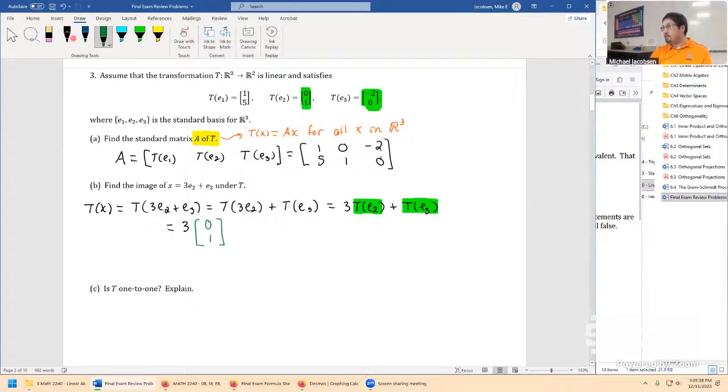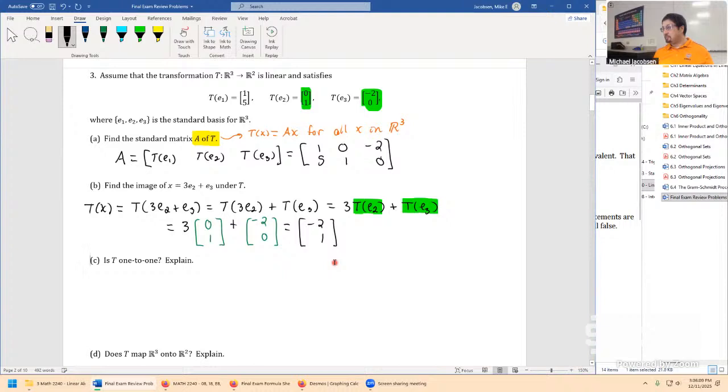So we get 3 times (0, 1) plus 1 times (-2, 0). So altogether, the image of that vector x comes out as (-2, 1). So the work is done right at that step. And multiplying this out, finding the vector x in R3 and just multiplying against the matrix A, it's about the same amount of work, really. So it gives you options on part B once you have that standard matrix. We never actually used it. Well, any questions at all, folks, seeing it this way?